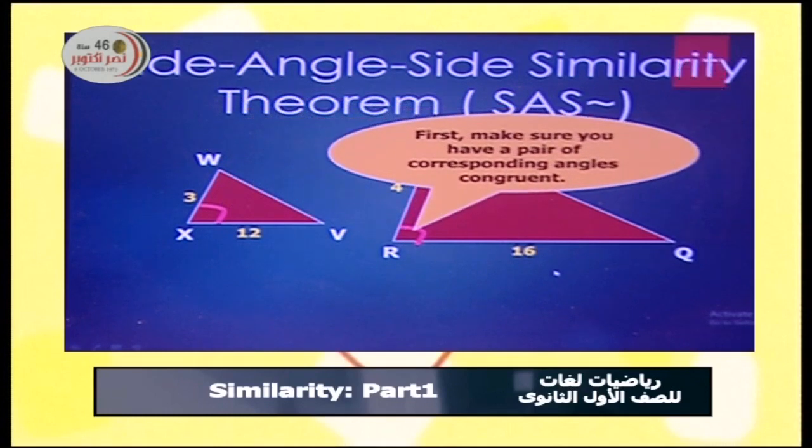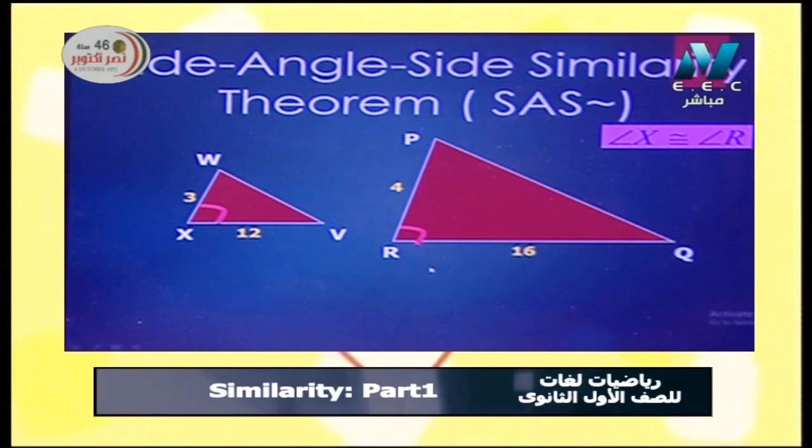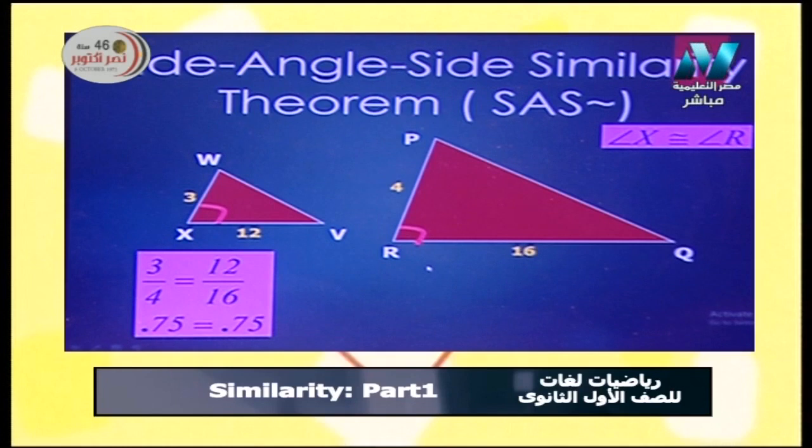First, make sure that you have a pair of corresponding angles congruent, like X and R. Measure angle X equals measure angle R, or we can say the angle X is congruent to the angle R. Look at this proportion: 3 over 4 equals 12 over 16 equals 0.75, or 3 over 4.